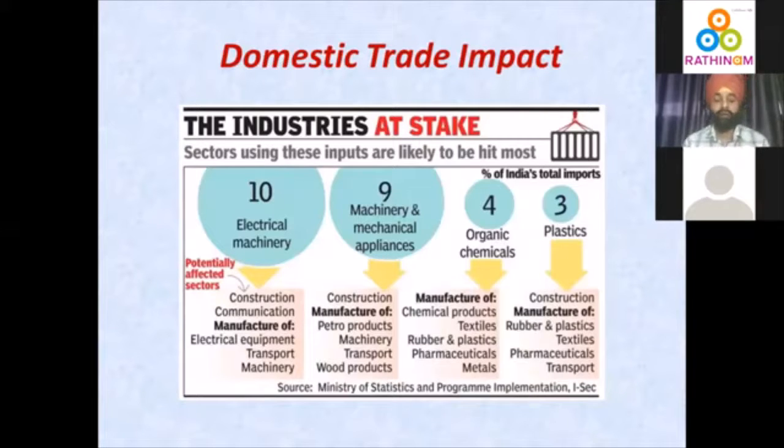And with China out of the picture and bringing in more of Taiwan, Vietnam, and Thailand, diversification would take time. It is going to be seen that it brings a lot of diversification in this sector, and the sectors are going to be affected in the near term. Moving on, we have the mechanical machinery and appliances, petroleum products, the transport industry, wood processing industry, and construction industry that have been affected. And this is nearly the same amount as what has been affected because of electrical machinery.